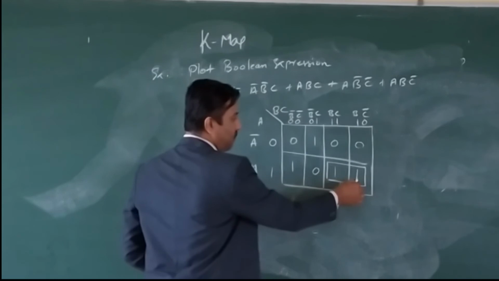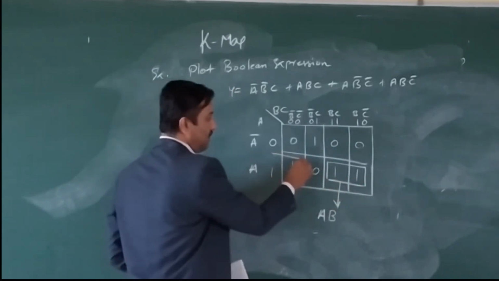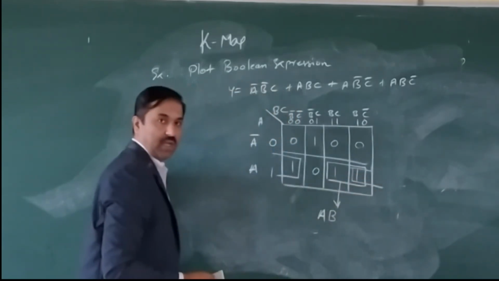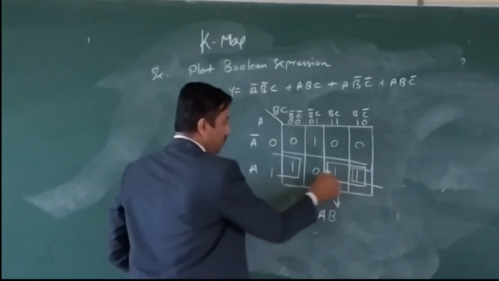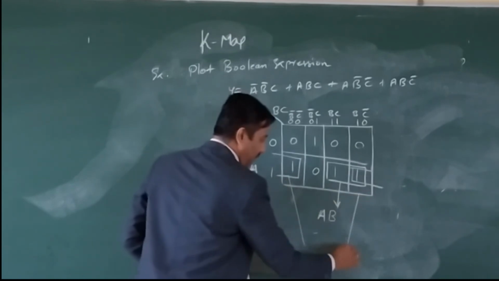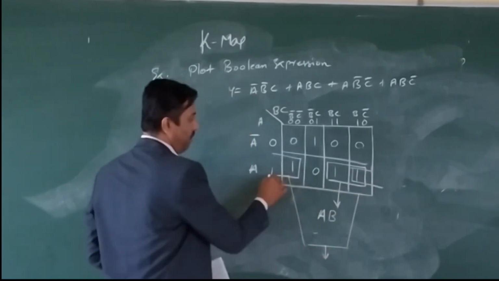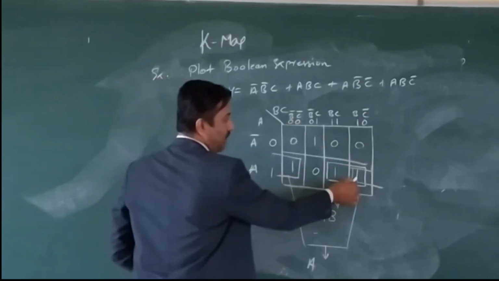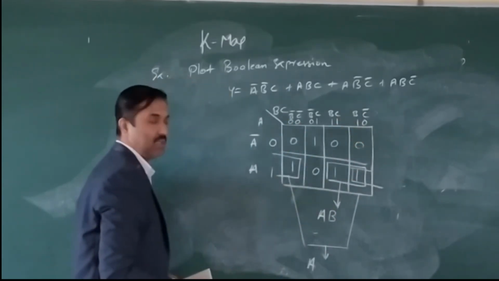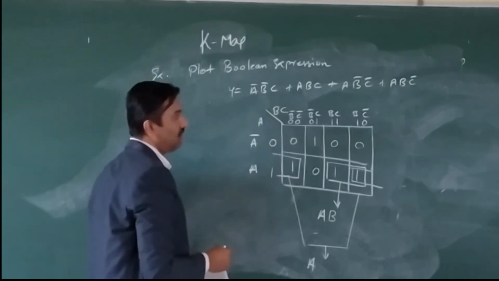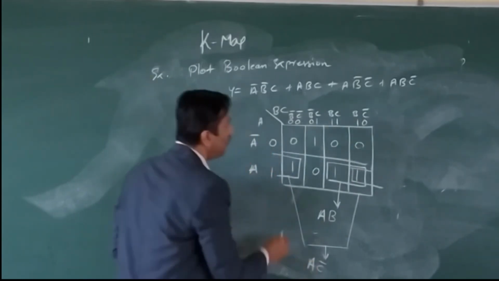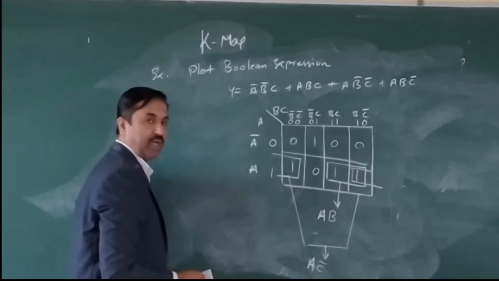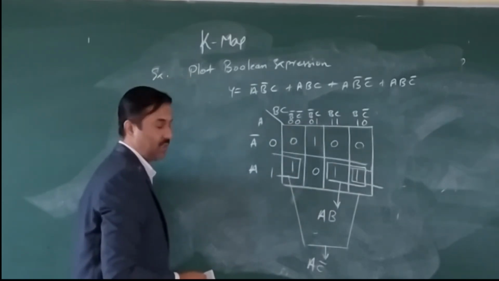Now you can see for this one, this is one which is adjacent. So I pair these two ones. Okay. So after pairing this one and this one, you have A, and for this one it is B bar, C bar, and for this one it is B, C bar. So what comes out is C bar. So why C bar? Because here the term B is changing.